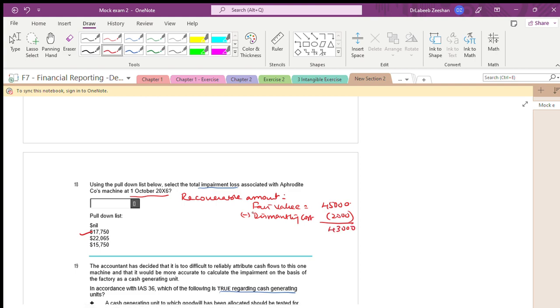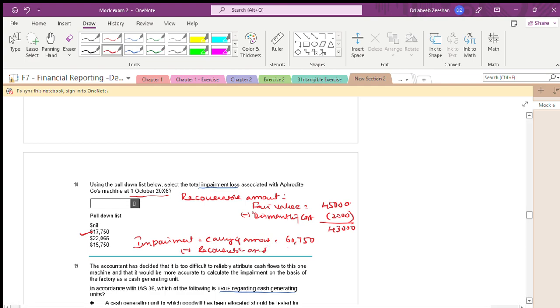43,000. Impairment is that you have the carrying amount. Carrying amount is how much? 60,750. The recoverable amount is less. Is it right? 43,000. Difference is how much? 17,750. This is the impairment loss.